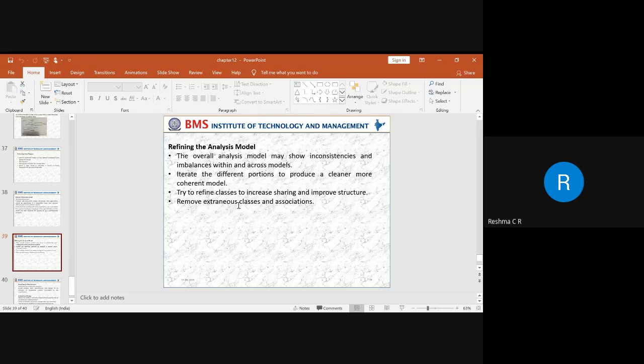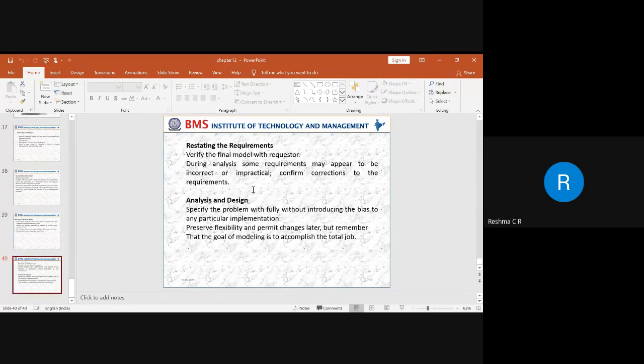The next thing is to remove the extraneous classes and associations. As I said, whatever extra classes and unrelated classes are there, we need to identify all the unrelated classes which are not in a proper way. So we need to remove all the extra classes, and those associations have to be removed. That is the main concern to bring out a good model, which seems to be an almost perfect system.